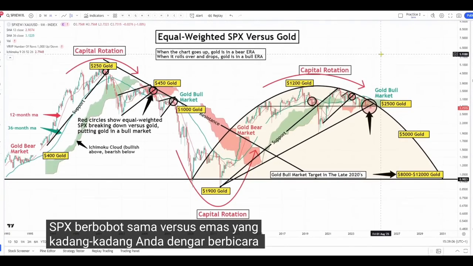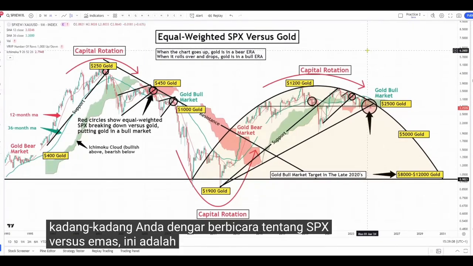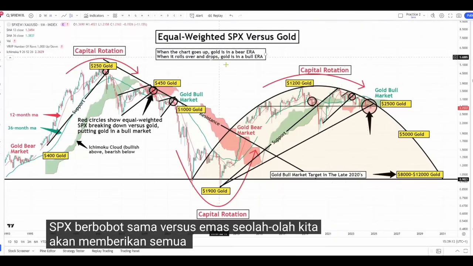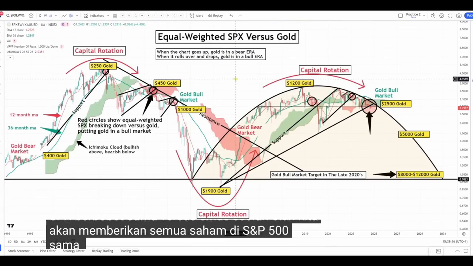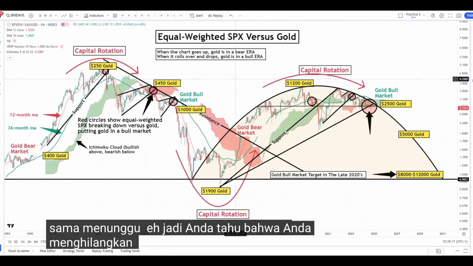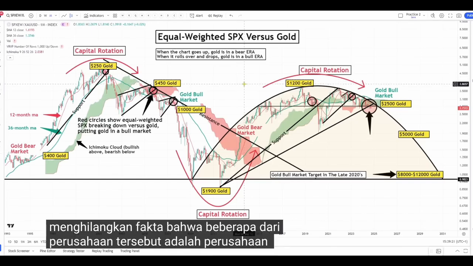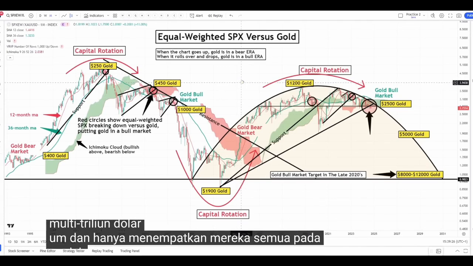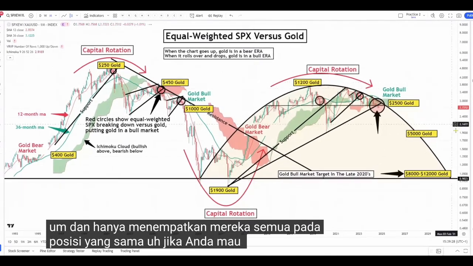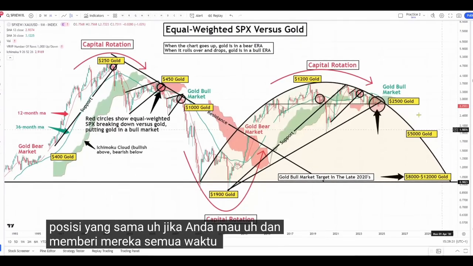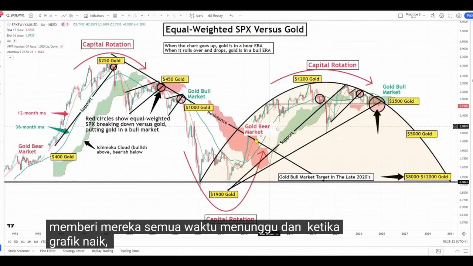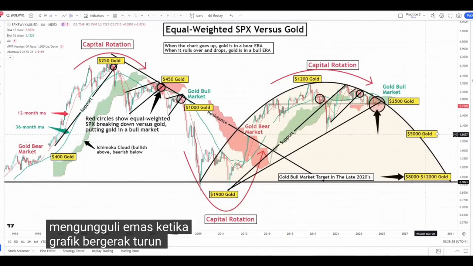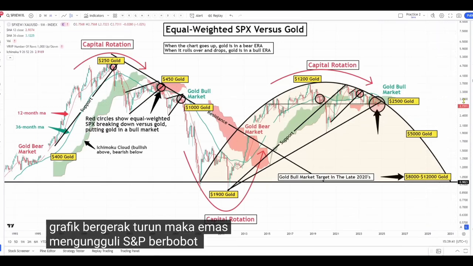You sometimes hear us talking about the SPX versus gold. Well, this is the equal weighted SPX versus gold, as if we were to give all the stocks in the S&P 500 equal weighting. So you're stripping away the fact that some of those companies are multi-billion or multi-trillion dollar companies, and putting them all on an even, flat playing field. When the chart's going up, the equal weighted SPX is outperforming gold. When the chart's moving down, then gold is outperforming the equal weighted S&P.